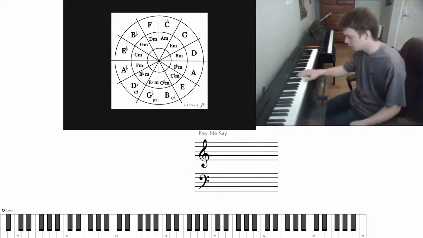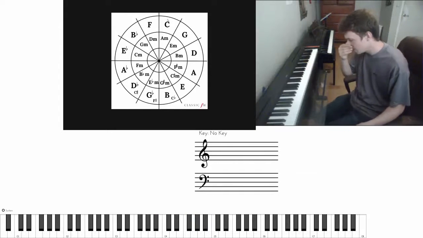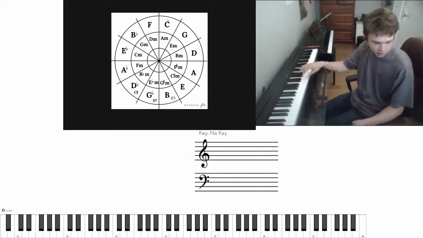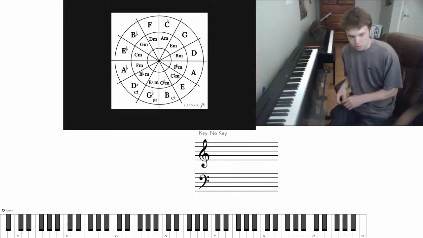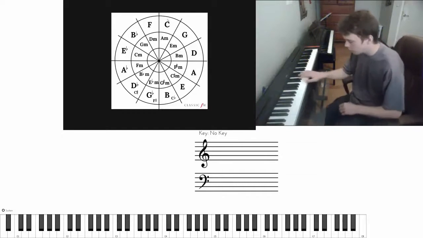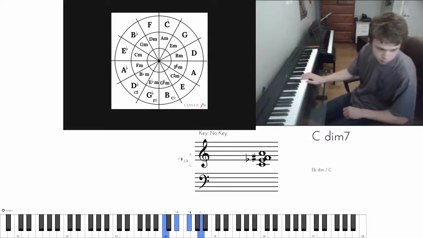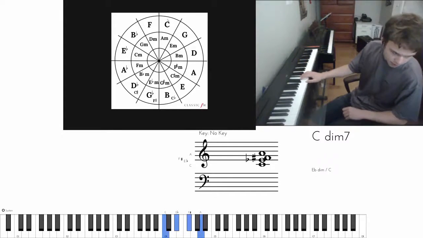depending on how you spell it. Or take the A and go up to B flat. So that means that C fully diminished 7 can strongly resolve to C sharp, E natural, G, and B flat.